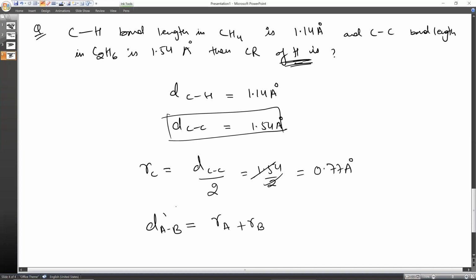Now this has been given to you. The bond length of the CH bond is given to you, and this will be equal to the radius of C plus the radius of hydrogen. This has been given to you, and this you have calculated. You can find out the value of this one. Please find it out.